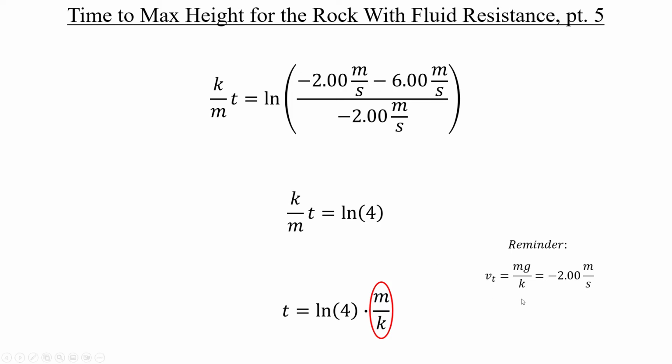Well, if mg over k is just minus 2, well, I can divide both sides of this by g. And now I know what that ratio is. Don't forget, we did say that g is negative 9.8 meters per second squared in this coordinate system. So this is what we're going to plug in for our time equation in the red circle.